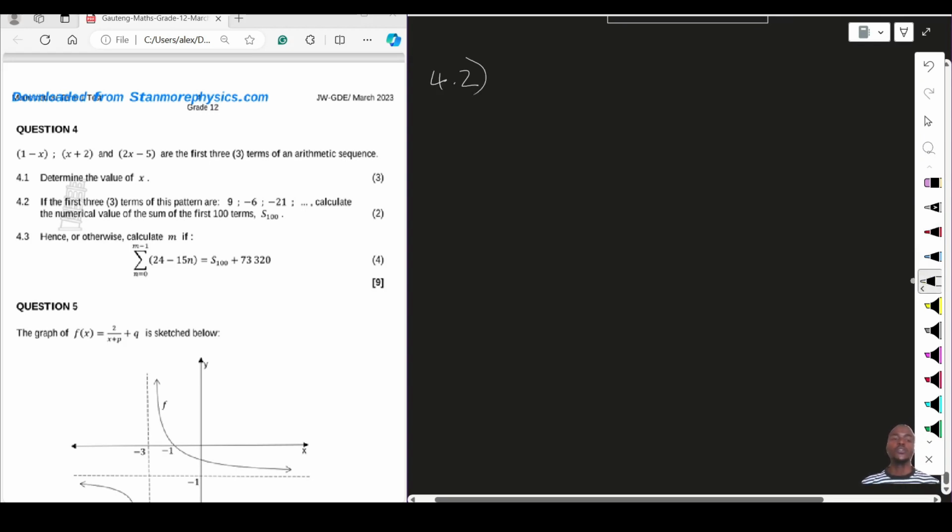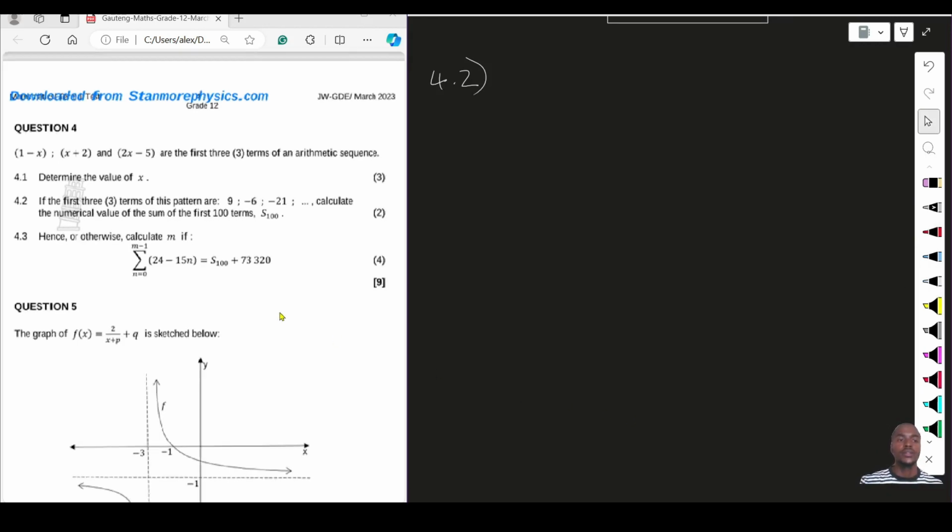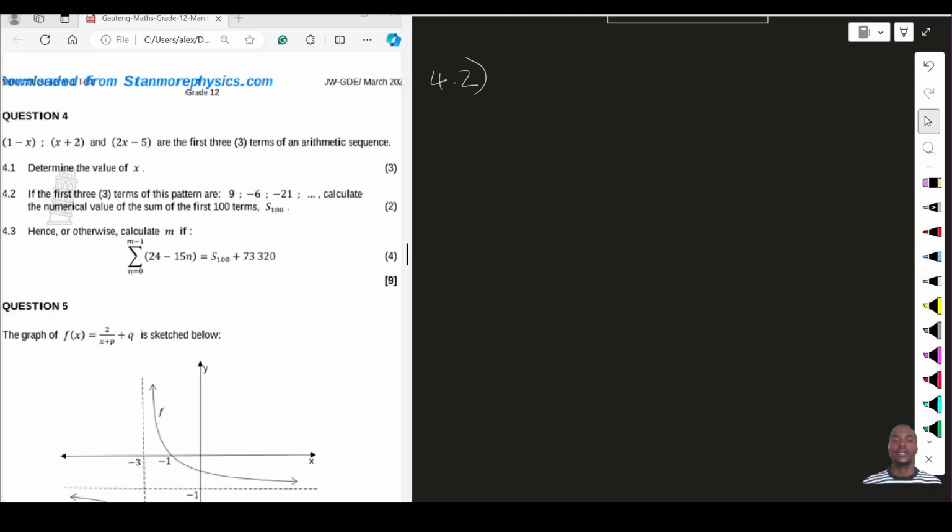4.2. They say if the first 3 terms of this pattern are 9, minus 6, minus 21, then they say calculate the numeric value of the sum of the first 100. So they're looking for S100. And for arithmetic, you must remember that Sn equals n all over 2 times 2a plus n minus 1 times d. Then this equals, where I see n, I put 100 all over 2.